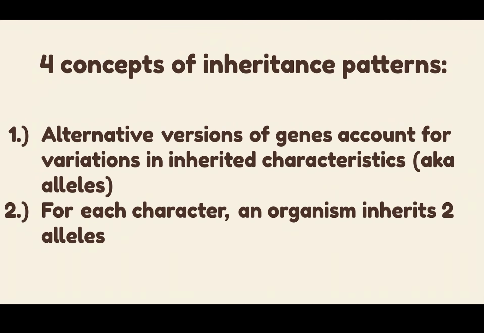With this experiment, he found 4 concepts of inheritance patterns. The first concept is that alternative versions of genes account for variations in inherited characteristics, which basically just refers to alleles. There are different types of alleles for different genes. And then for each character, an organism inherits 2 alleles, one allele from each parent, and each gene resides on a specific locus on a specific chromosome.